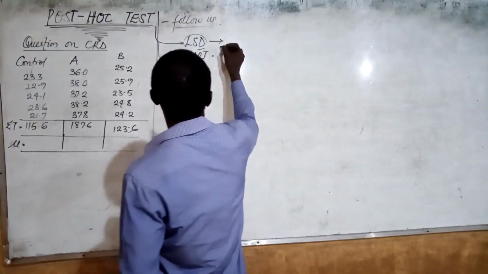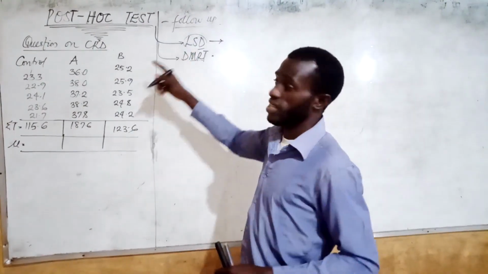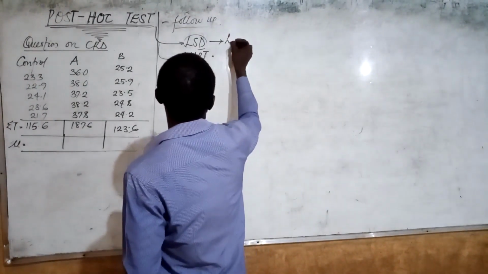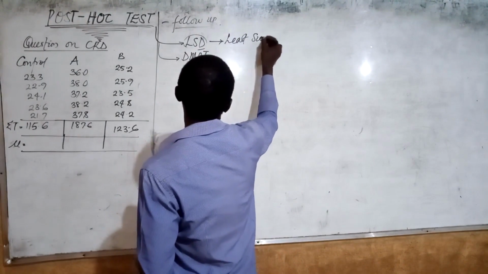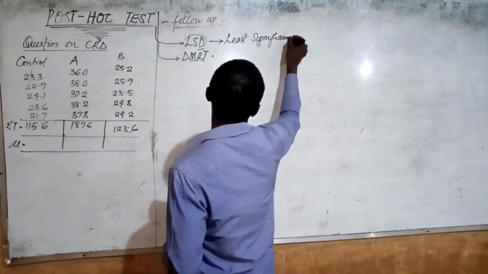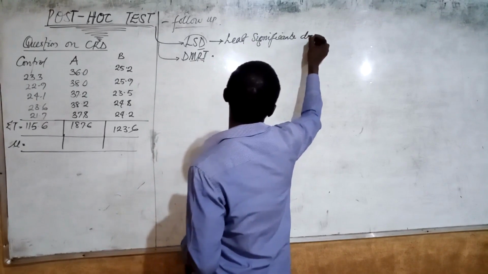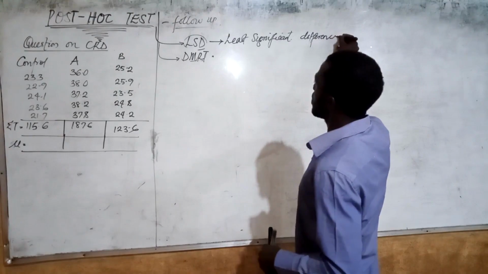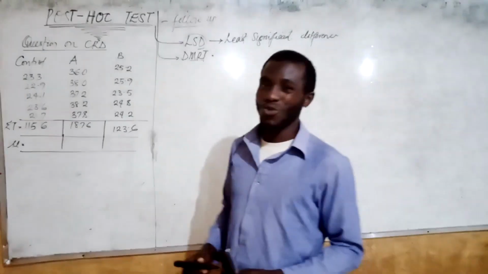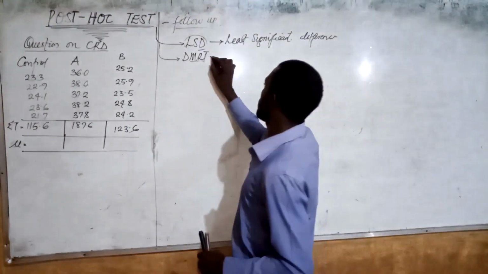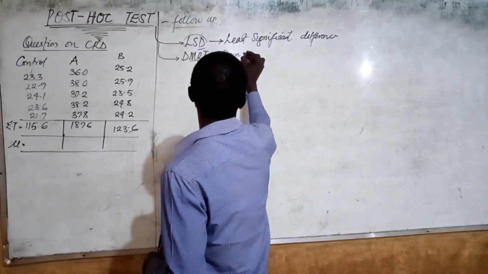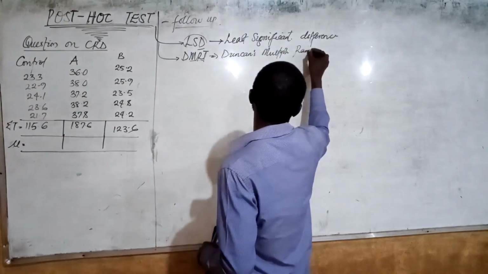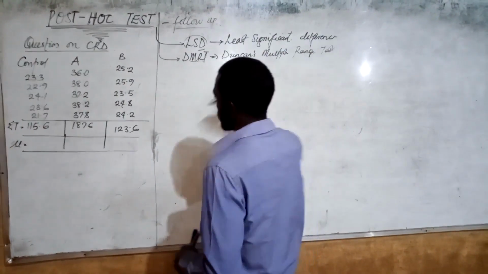The LSD is basically called Fisher's LSD. That is least significant difference. It should not be confused with Latin square design, which is a type of design. And DMRT means Duncan's multiple range test. So that's what we'll be using here.